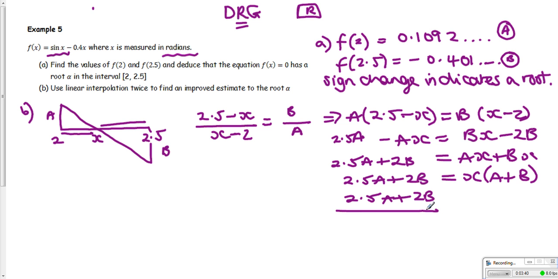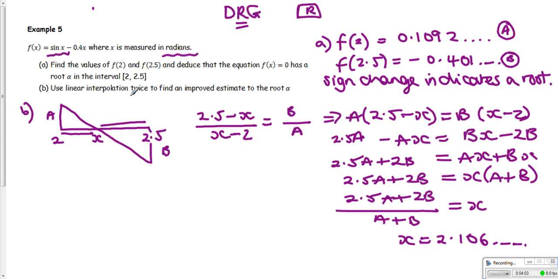we would divide by A plus B, and you've got A and B stored in your calculator, so if you sub those in you should get hopefully that X is equal to 2.106, and that is roughly in between 2 and 2.5. It's roughly halfway, not quite. So that's the first iteration.